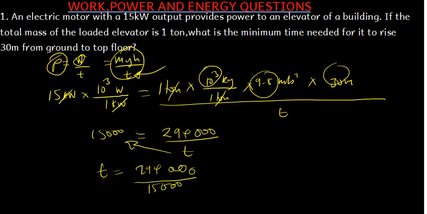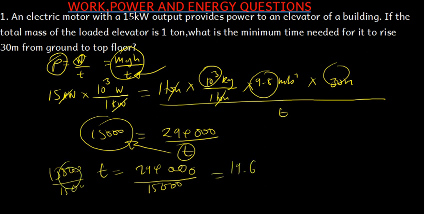So just divide by 15,000, because it will be t times this. The 15,000 is going to be on this part. So we are going to divide both sides by the 15,000. That's why I've just written it on the other side. So this is going to give us 19.6 seconds. So that is the time that it is going to take.